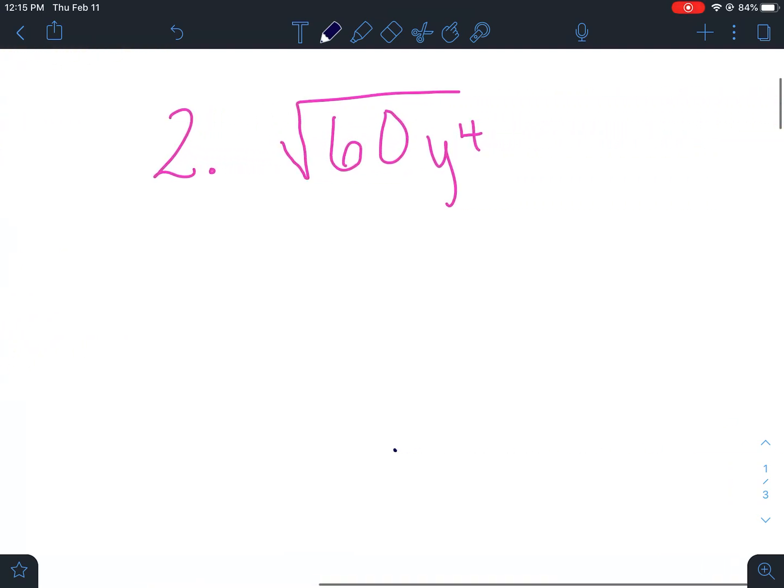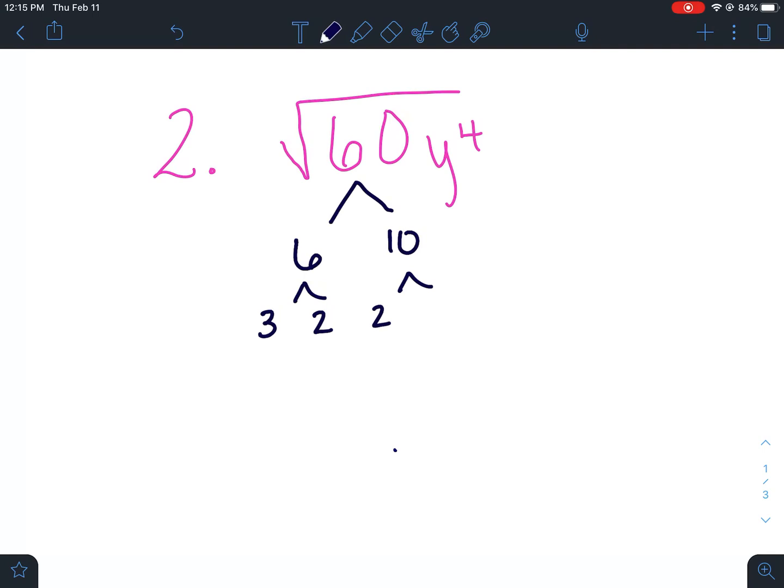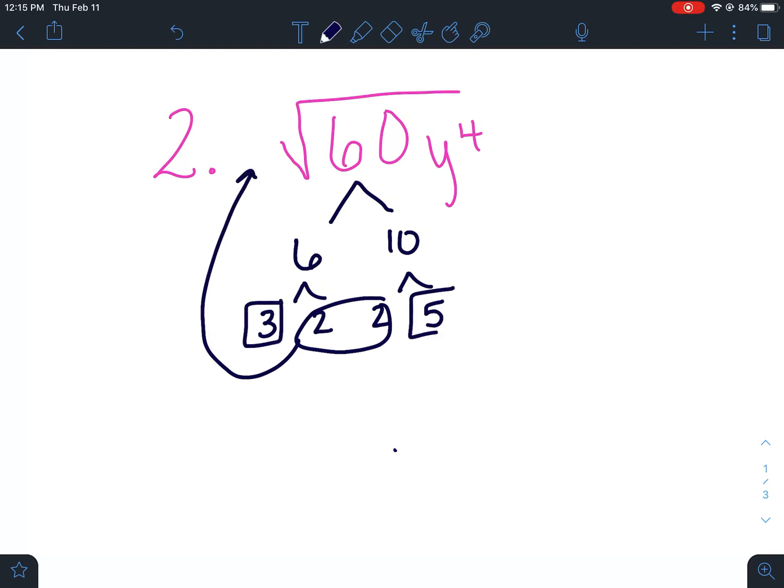Over here at 60, same thing. I'm going to break down my number first. So that's 6 and 10. That's 3 and 2. 2 and 5. Oh look, I have a pair of 2s. 2s go outside. 3 and 5 are going to get multiplied and stay inside. So I'm going to put my 2 out here and leave a little space. 3 times 5 is 15, so that stays inside.